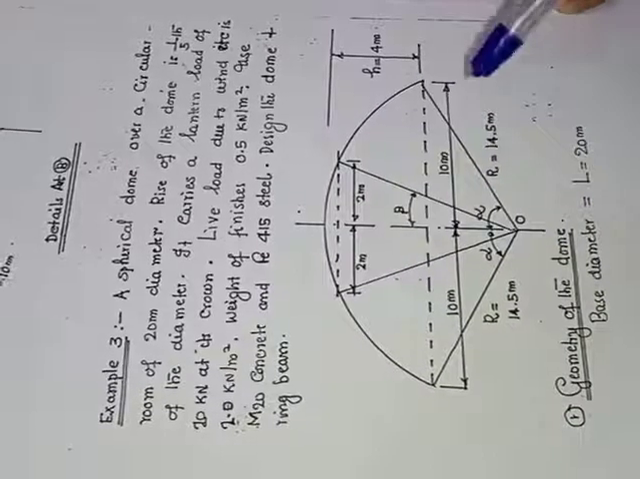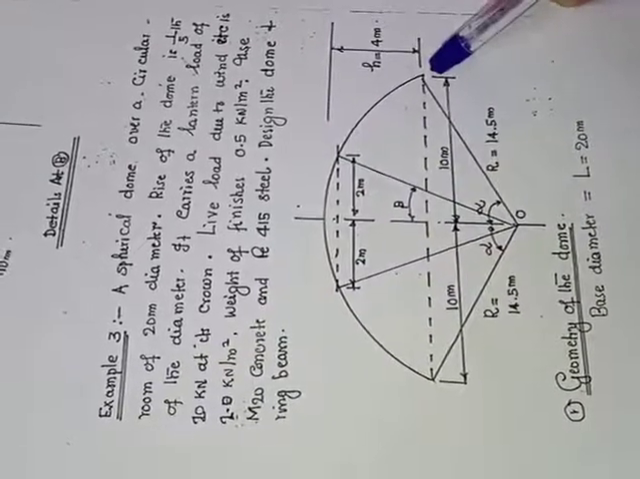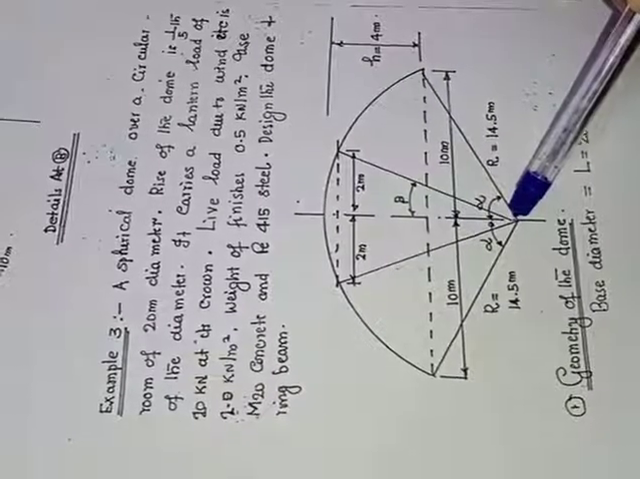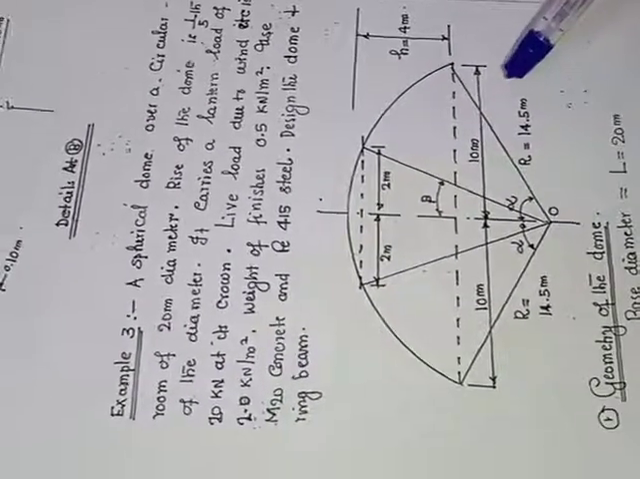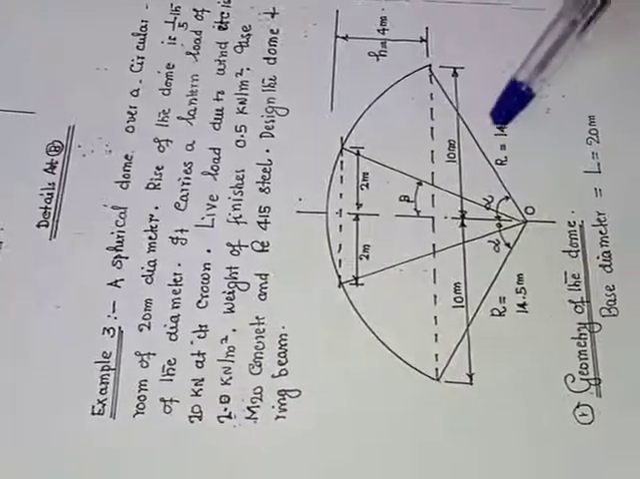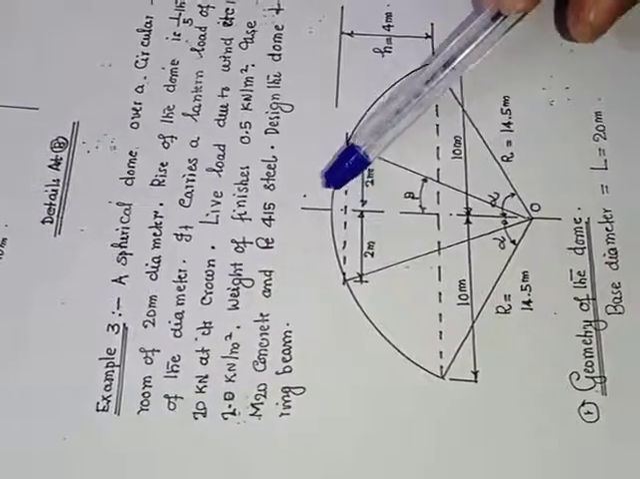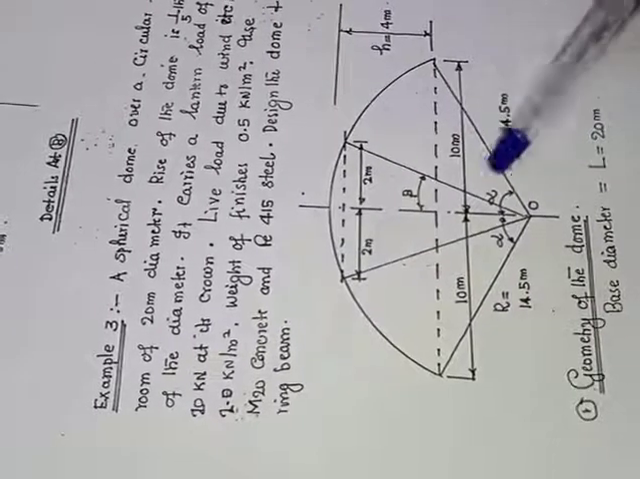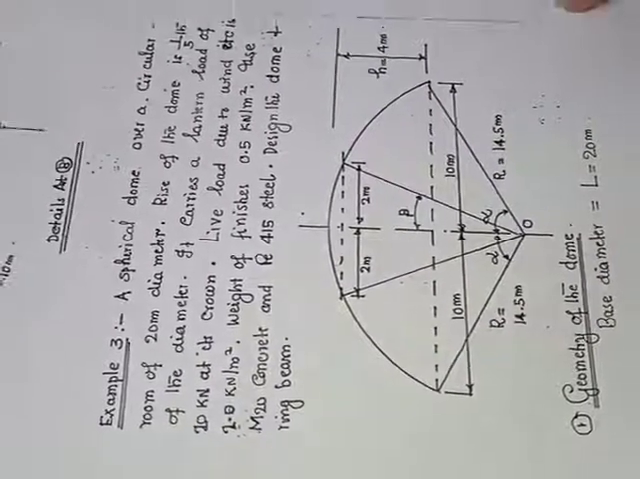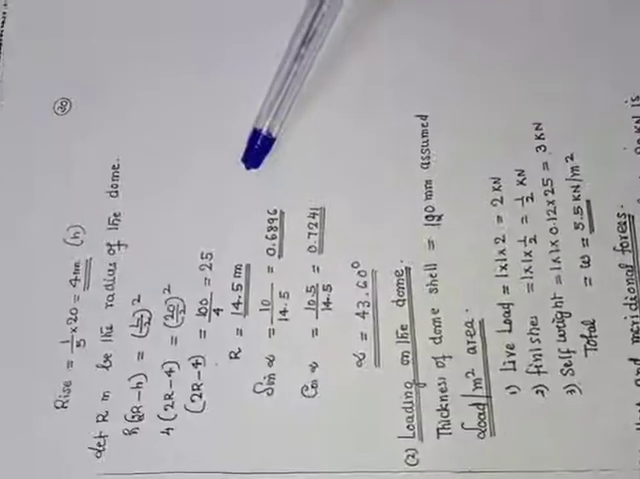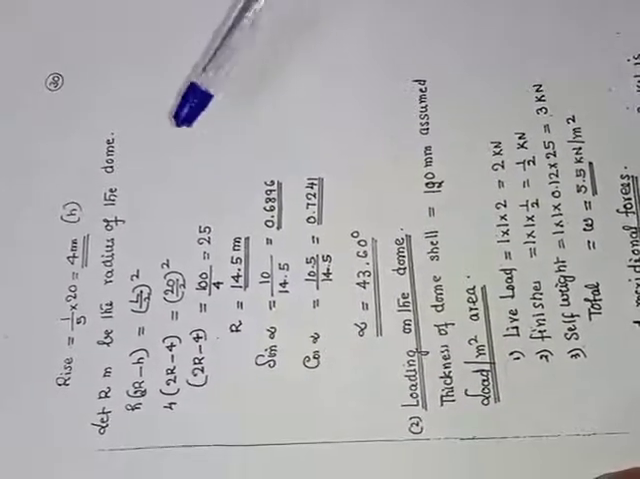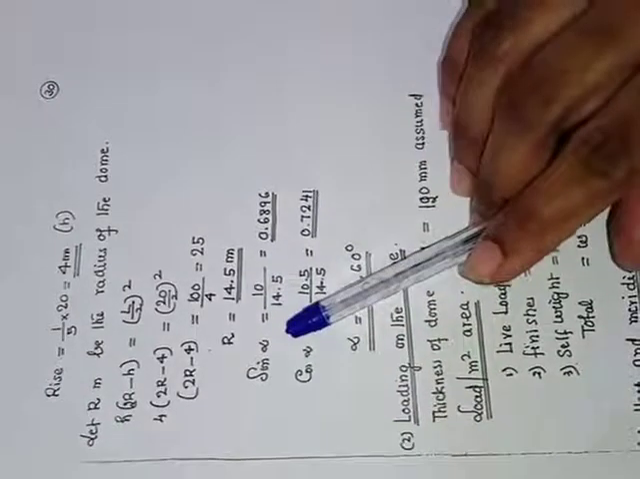So using Pythagoras theorem, if you know this dimension 10 and if you know this dimension, that is r minus 4, we can find out this radius: r minus 4 whole square plus 10 square will be equal to r square. Solving this, you will get what is r. Yep. So next we have to find out what is that angle theta.